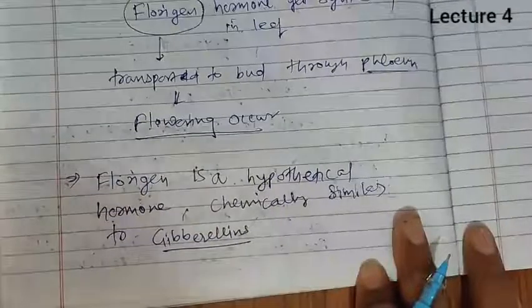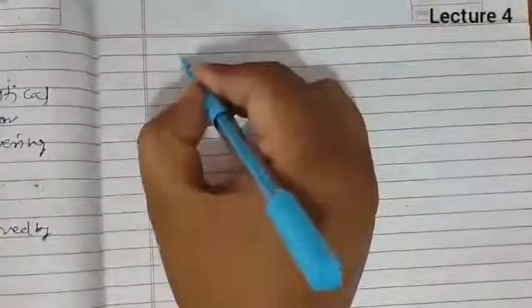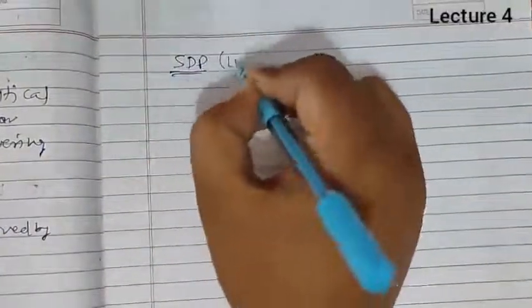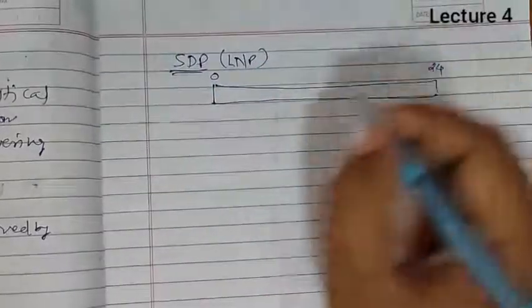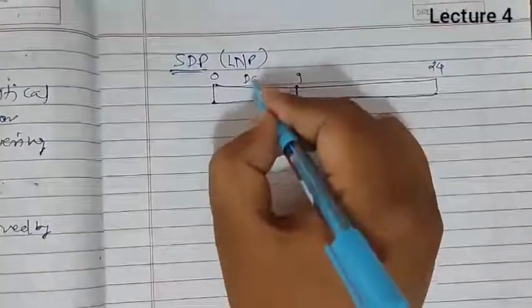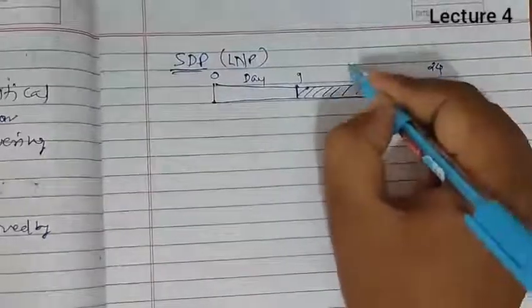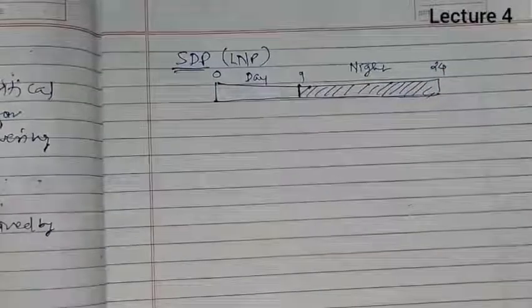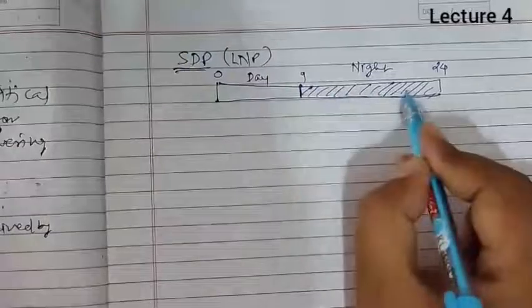Now we should understand how the photoperiodic stimulus and break reaction work for the short day and long day plant. When we consider a short day plant, it is also known as a long night plant. For a normal stimulus in 0 to 24 hours, suppose 0 to 9 hours is the day period and 9 to 24 is the long night period. Now in this short day plant, the day period is short and the dark period is long.